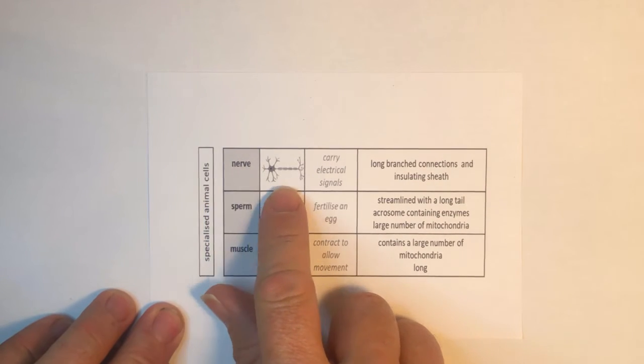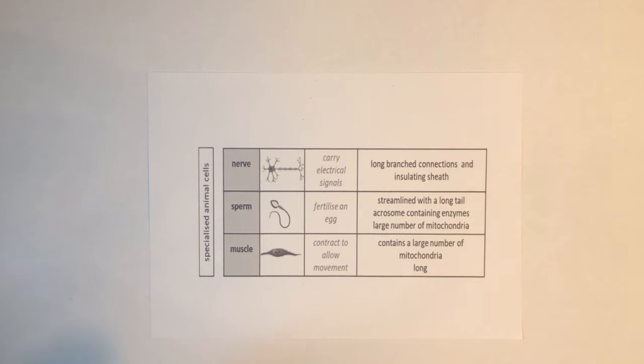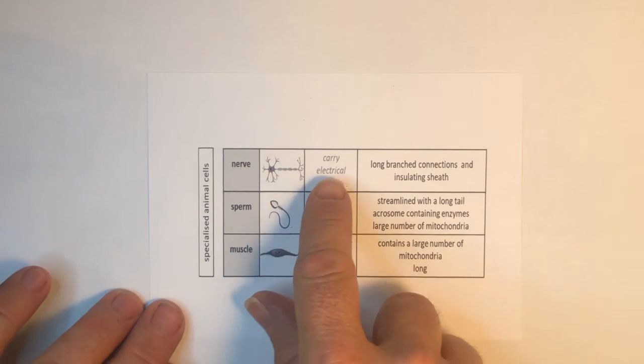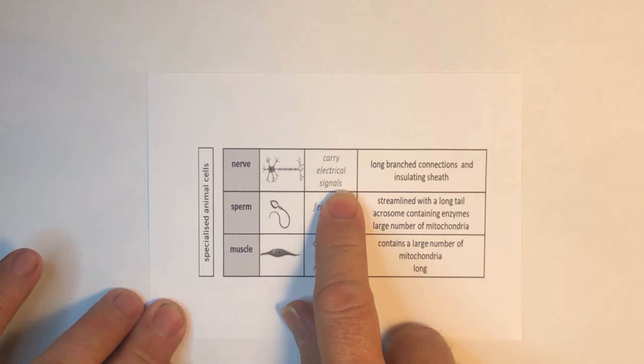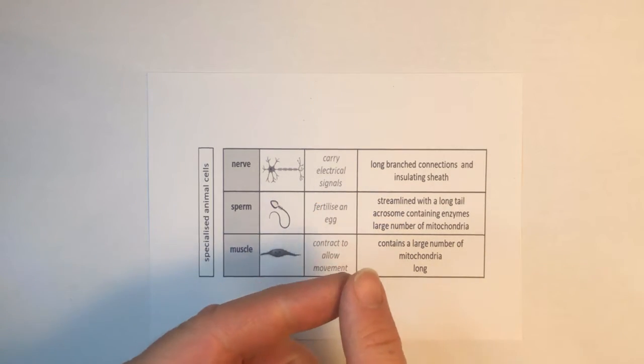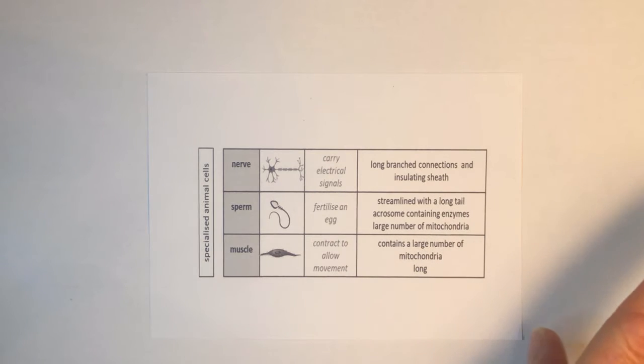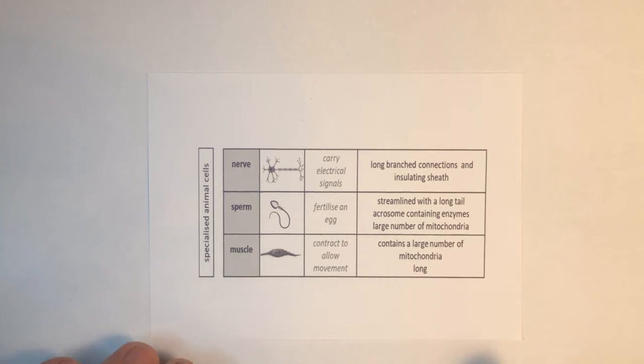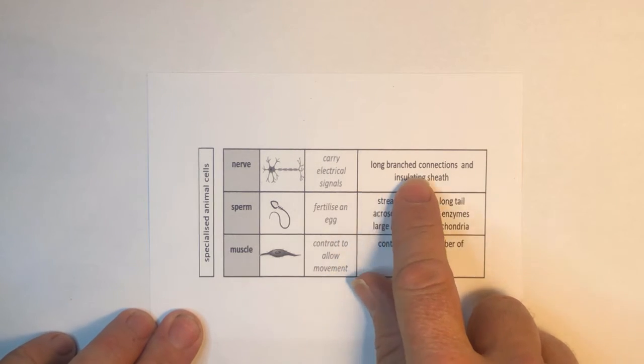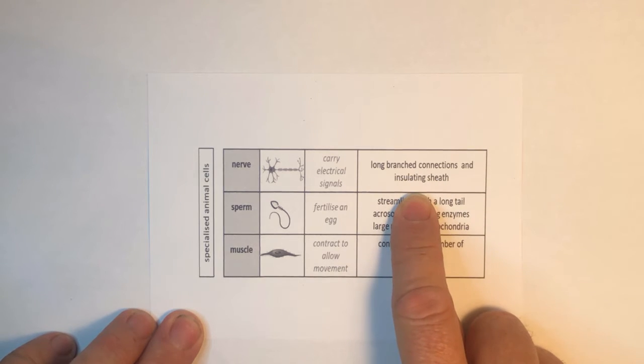A nerve cell is a big long thing with spidery parts at the ends, right? And its role is to carry electrical signals, right? So if I hurt my finger, an electrical signal goes down the nerves all the way to my spinal cord and does whatever it needs to do. They are long, branched connections with insulating sheaths.